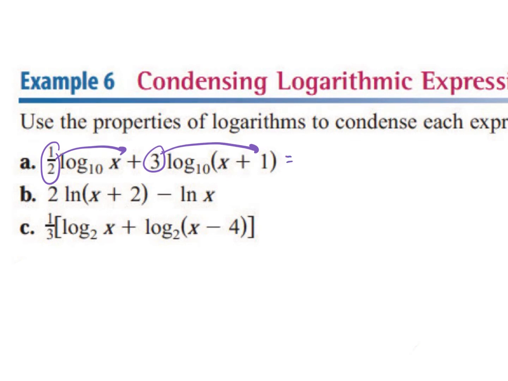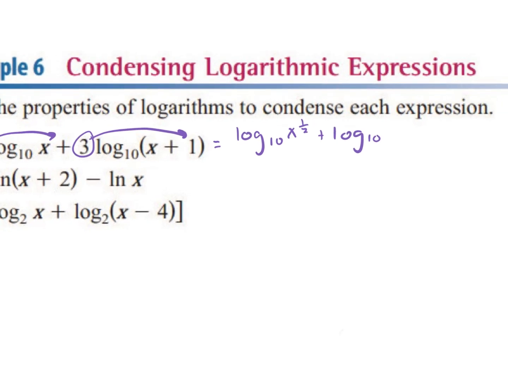So to rewrite this one, it would be log base 10 of x to the 1/2 power plus log base 10 of x plus 1 cubed. Now every time we condense, we want to condense it to just a single log. So our answer should only have just one log in it.